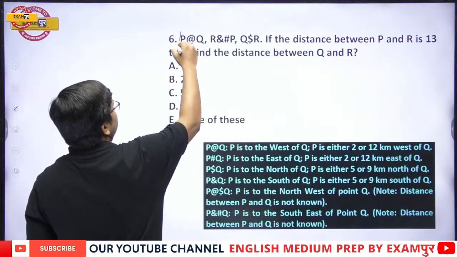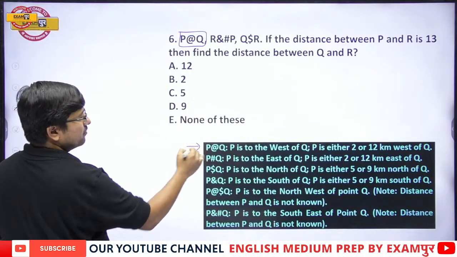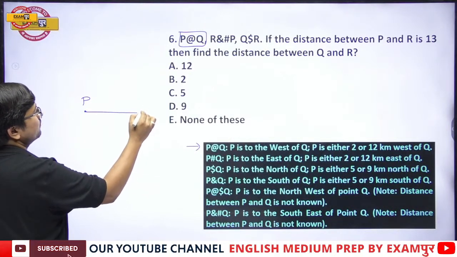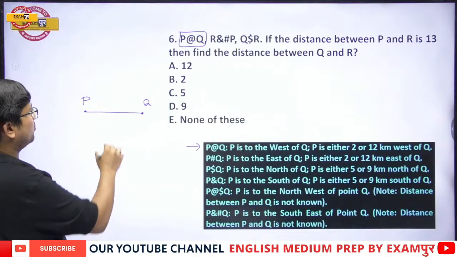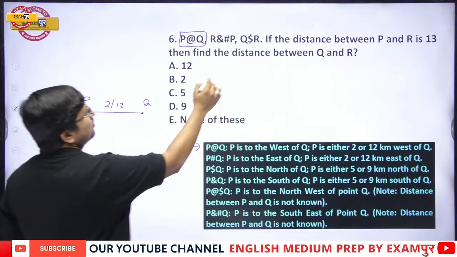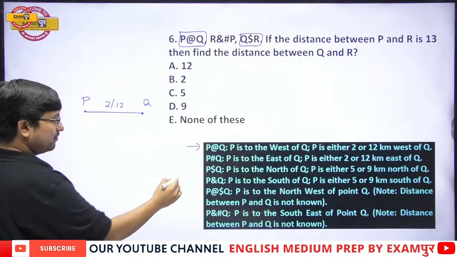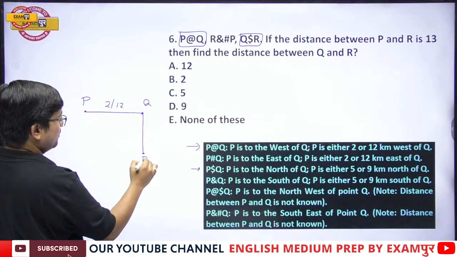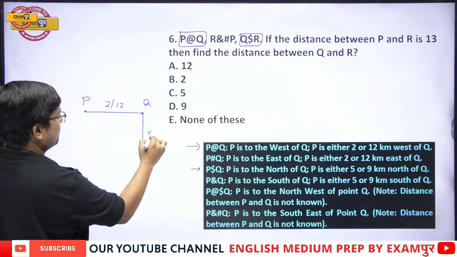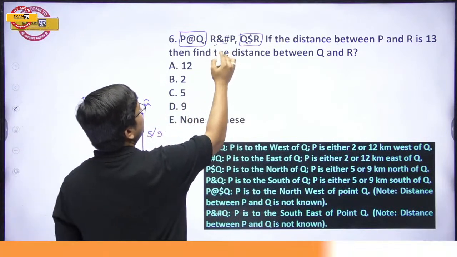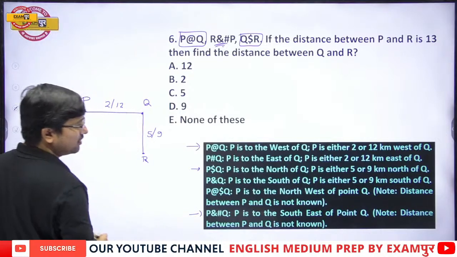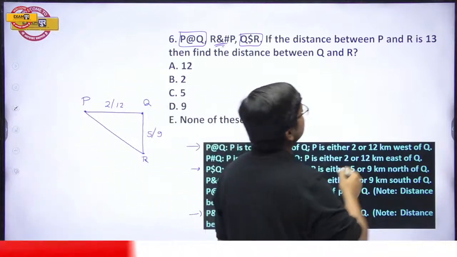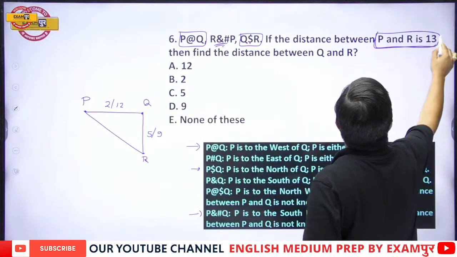P @ Q means P is to the west of Q, and how much west? 2 or 12. Q $ R means Q is to the north of R, and how much north? 5 or 9. Now, what is the meaning of &#? It means R is southeast of P, and it is also given that the distance between P and R is 13.